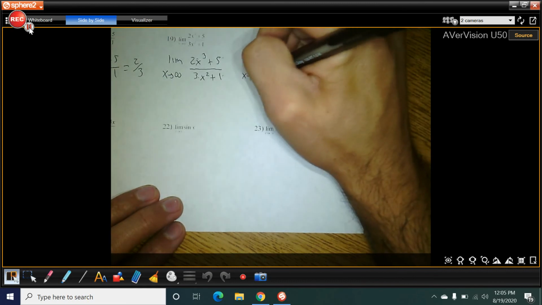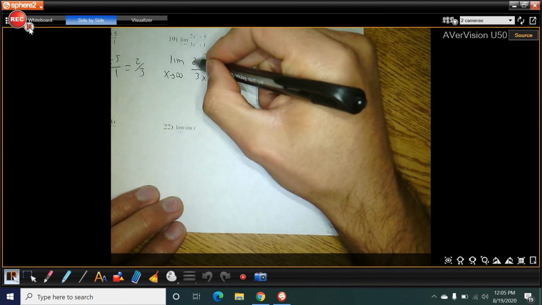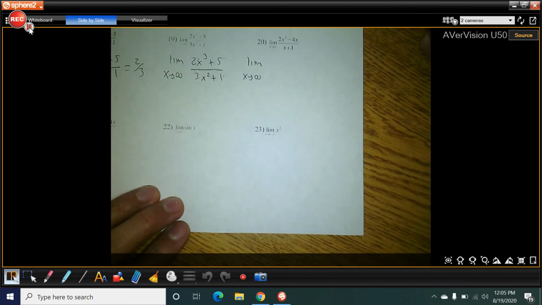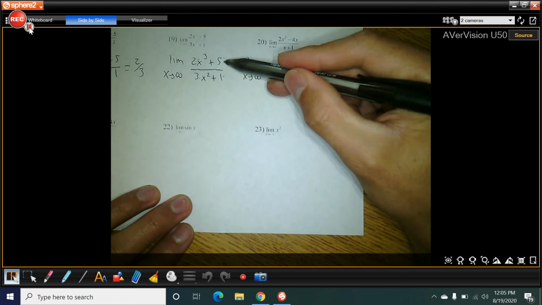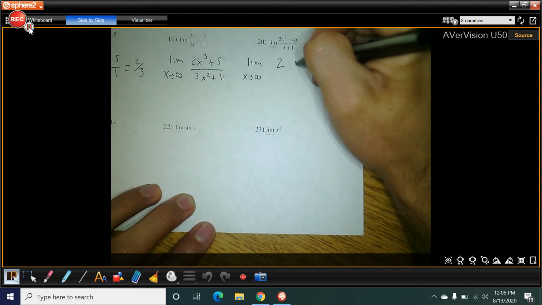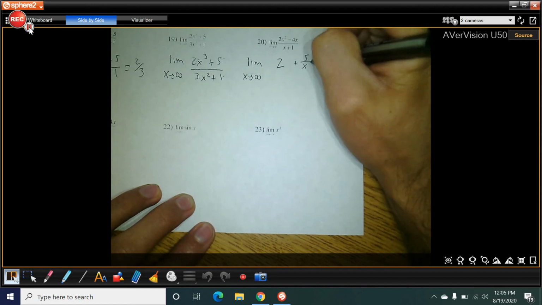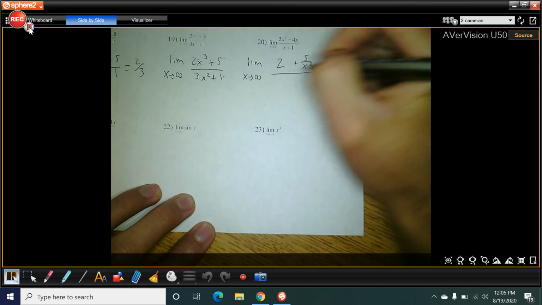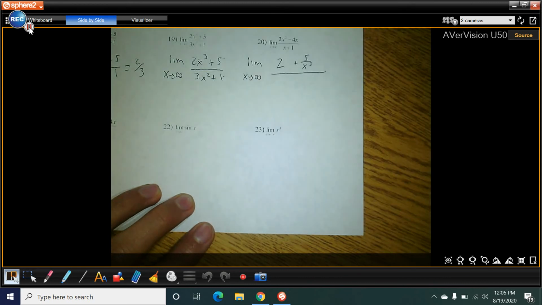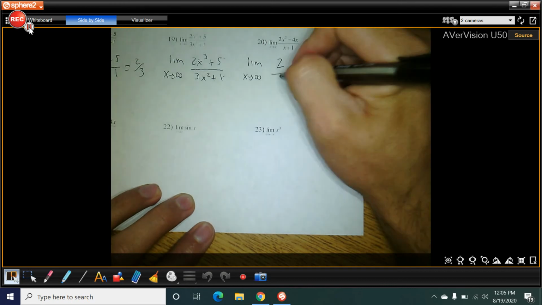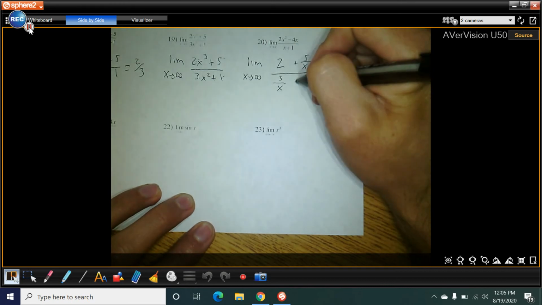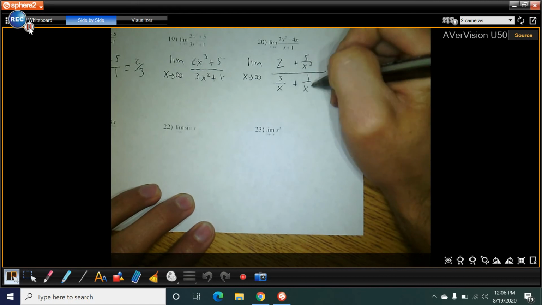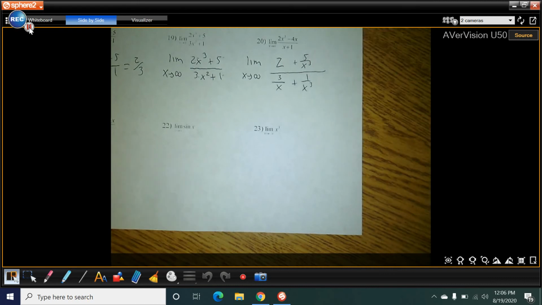The limit as x approaches infinity. What's 2x to the third divided by x to the third? Well, that gives you a 2. What is 5 divided by x to the third? That's going to be 5 over x to the third. What is 3x squared divided by x to the third? That's going to leave you with a 3 and an x in the denominator. And then what is 1 divided by x to the third? It's just going to be 1 over x to the third.